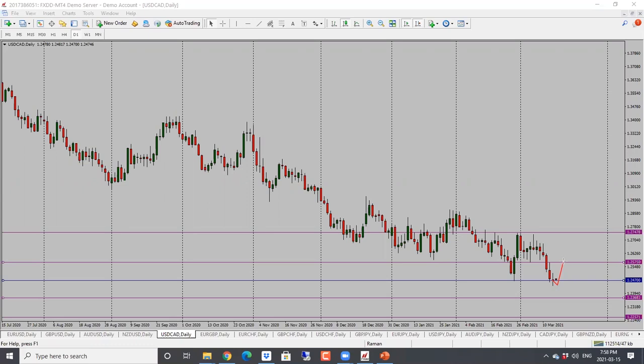So bias right now is neutral. Looks like they're all looking for direction at this point. So we just need to be a little bit patient with all these pairs here.